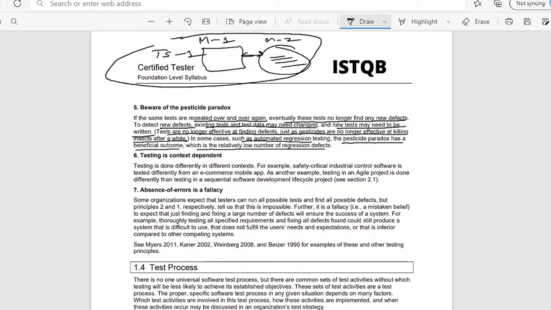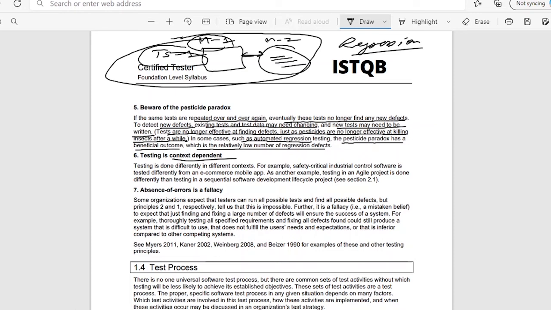For that you have to do regression testing, to see whether any change in module 2 will affect my module 1 or not. So in that case, maybe your previous test suite or your test cases will work in regression testing. But when you are testing this module independently, then you have to change your test cases, otherwise it will be pesticide.